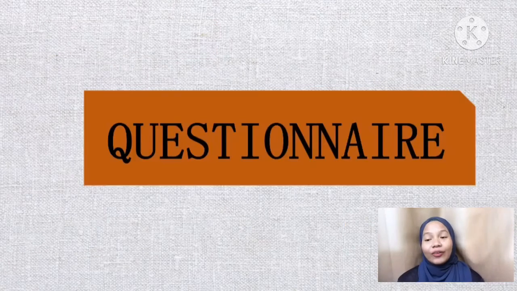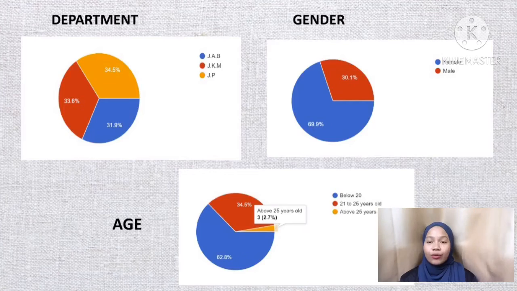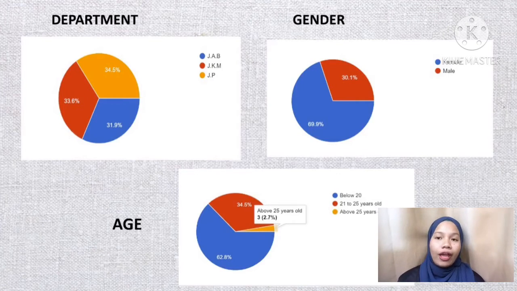Thank you. For the questionnaire, we have three demographic items, which are department, gender and age. For the department, we have three, which are JAB, JKM and JP. Next, we have the gender, which is male and female. Next, the age, we have below 20, 21 to 25 years old, and above 25 years old.